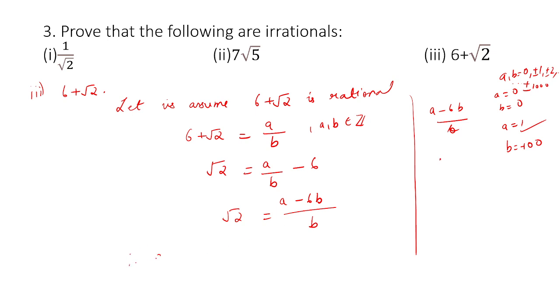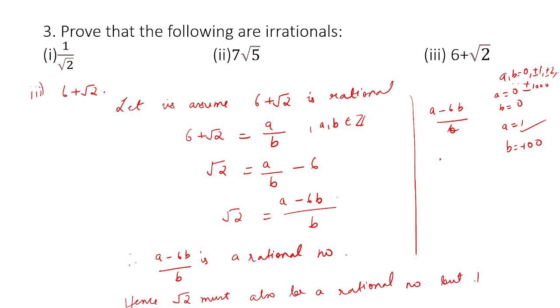So therefore, a minus 6b by b is a rational number, alright? Since a minus 6b by b is a rational number, that means root 2 must also be a rational number because they are equal. Hence, root 2 must also be a rational number.